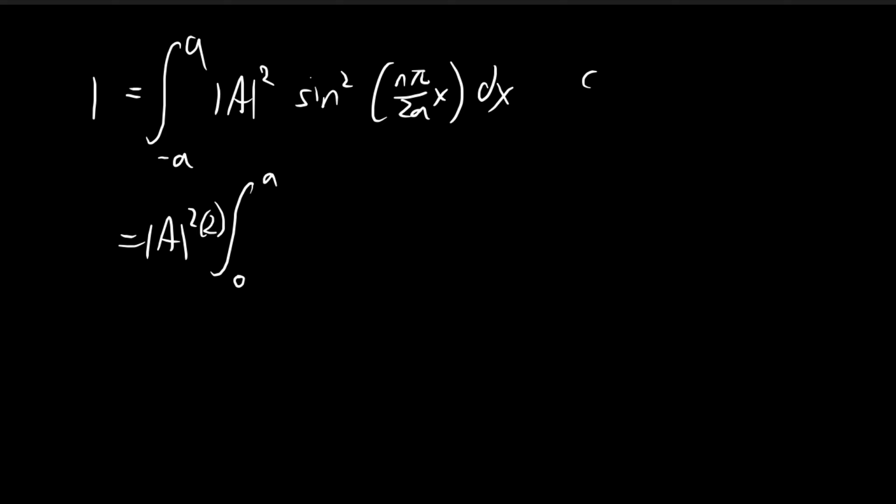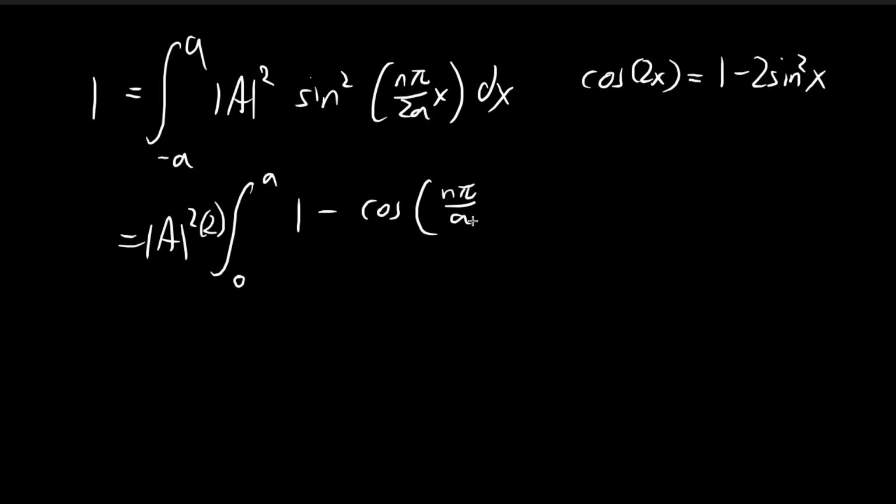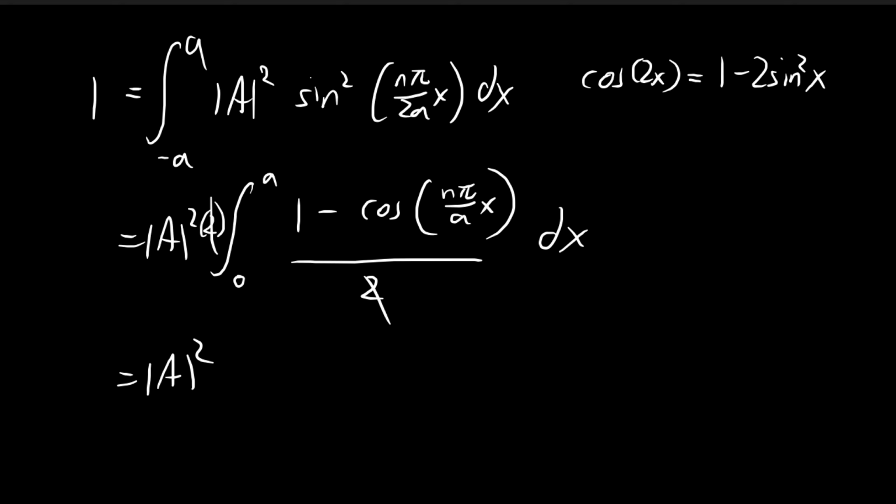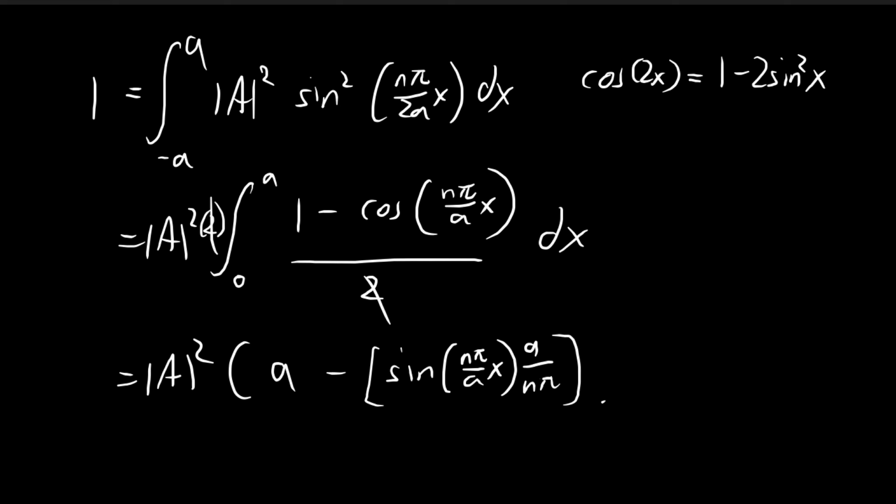For the sine squared term, I'm going to use the double angle formula. Recall that cosine 2x is equal to 1 minus 2 sine squared x, so sine squared x is equal to 1 minus cosine 2x, divided by 2. So I can rearrange this as 1 minus cosine of nπ divided by a times x, divided by 2, dx, and these 2's cancel out. Integrating 1 from 0 to a, I get a, and integrating cosine, I get sine of nπ divided by a times x, times a over nπ, evaluated from 0 to a.